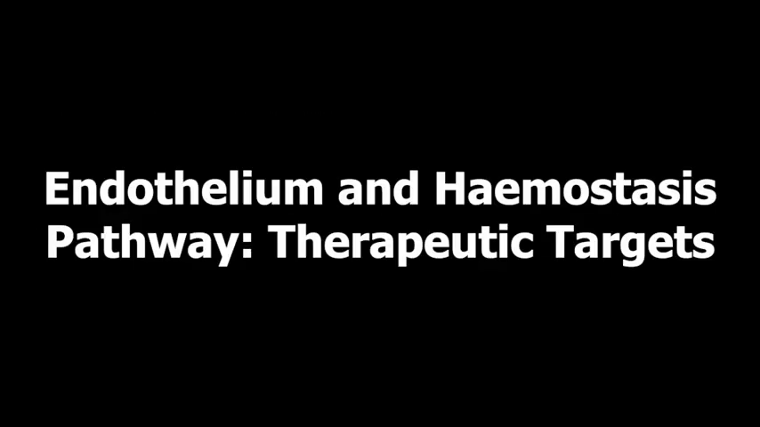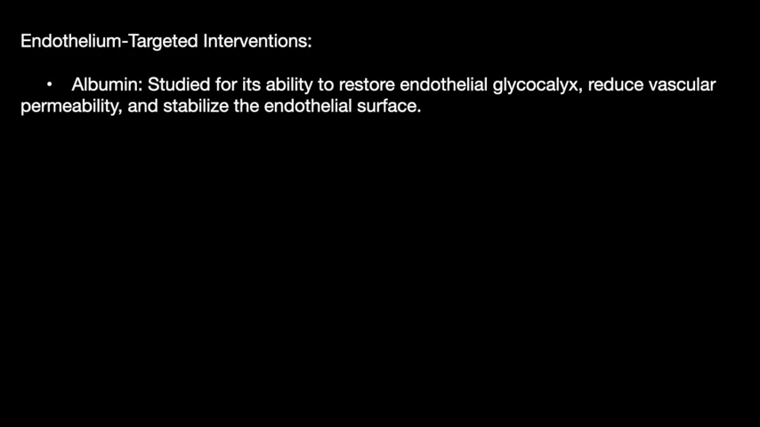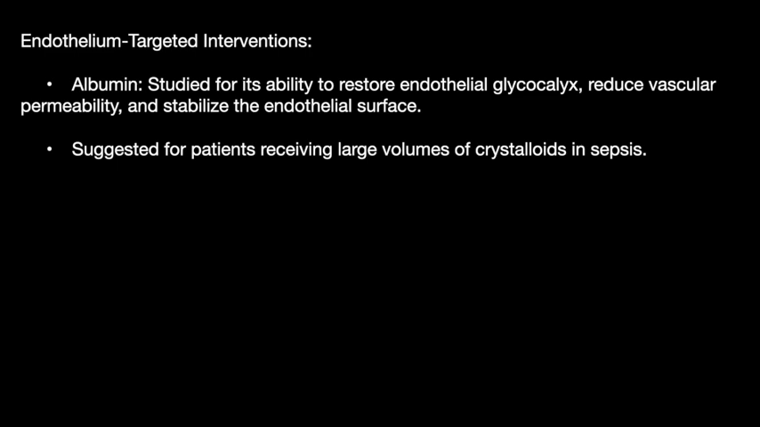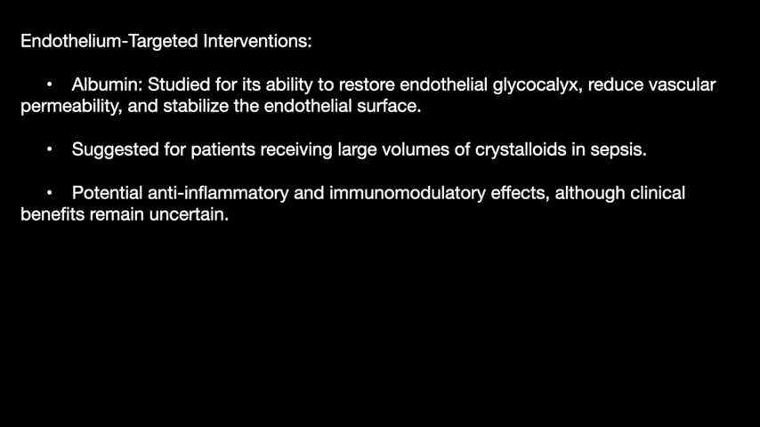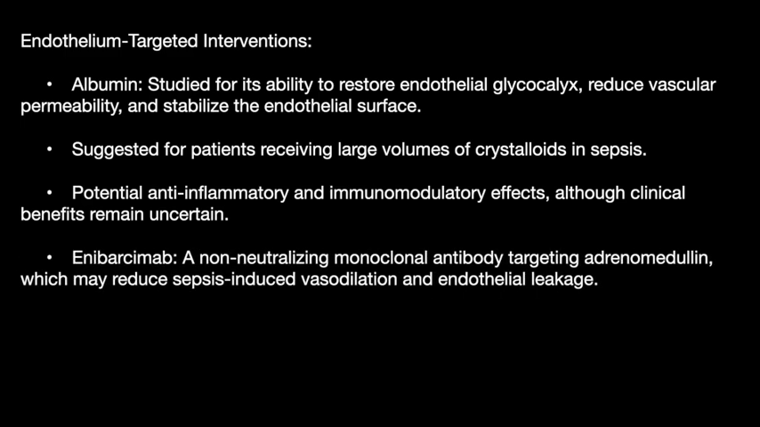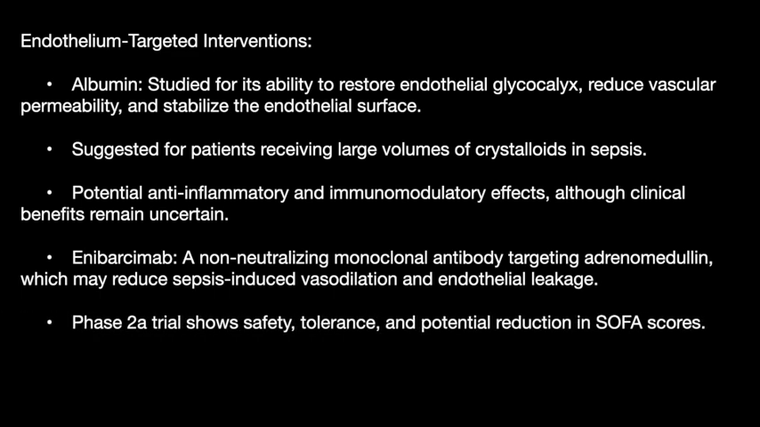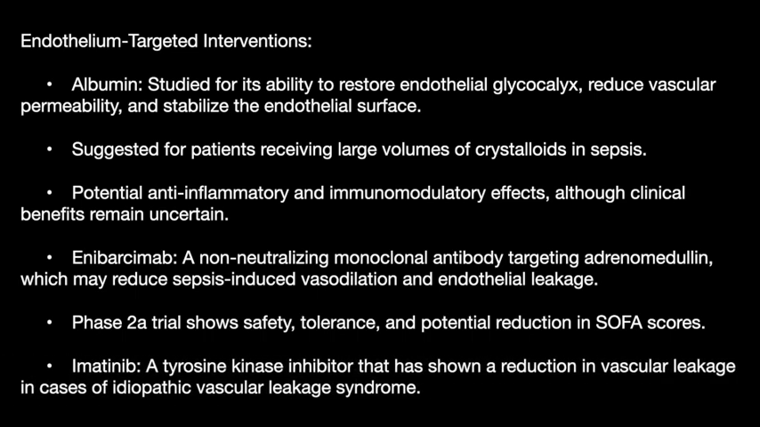So in endothelium and hemostasis, do I have any therapeutic target? Regarding the endothelial system, albumin we say is a potential factor which can restore the glycocalyx. It is suggested for patients receiving large volume crystalloids, with potential anti-inflammatory immunomodulatory effect. We have enibarcimab, a non-neutralizing monoclonal antibody targeting adrenomedullin, which may reduce sepsis-induced vasodilation and endothelial leakage. The phase 2A trial showed safety, tolerance, and potential reduction in SOFA scores. Imatinib, a tyrosine kinase inhibitor, has shown reduction in vascular leakage in idiopathic vascular leakage syndrome.